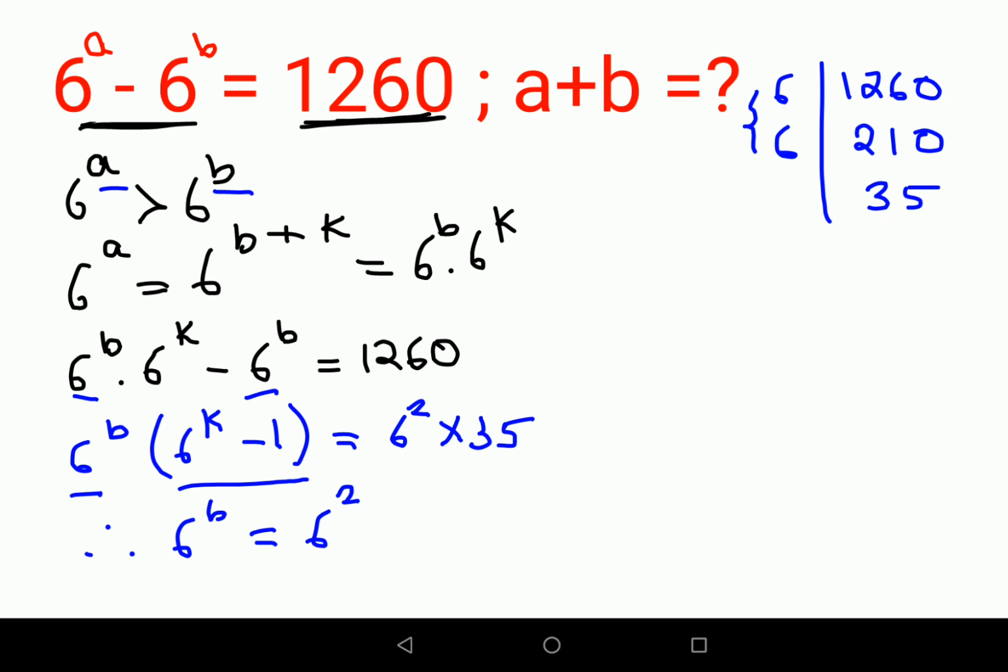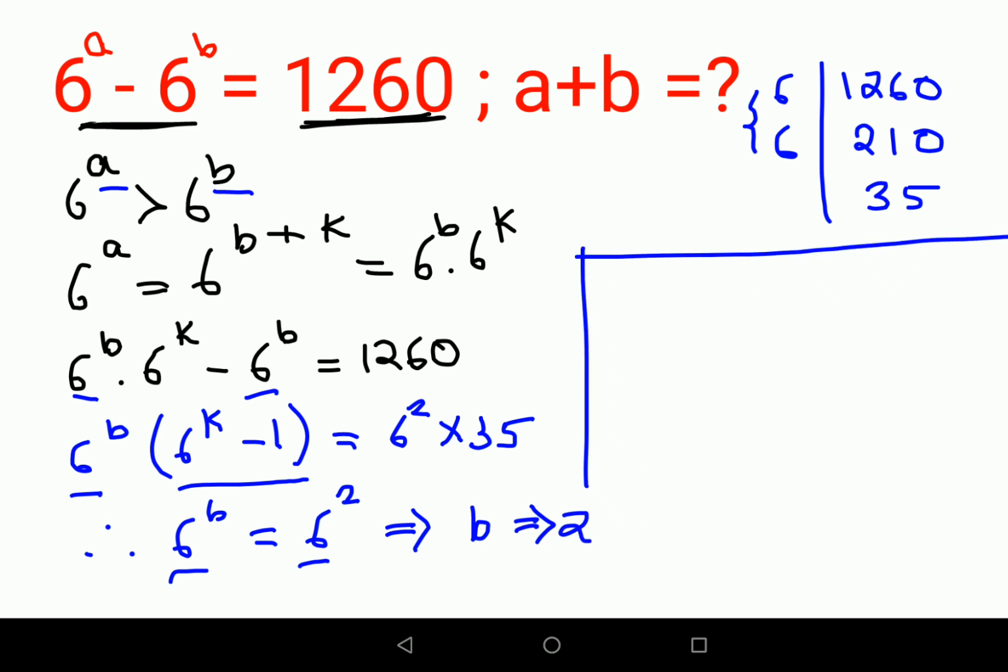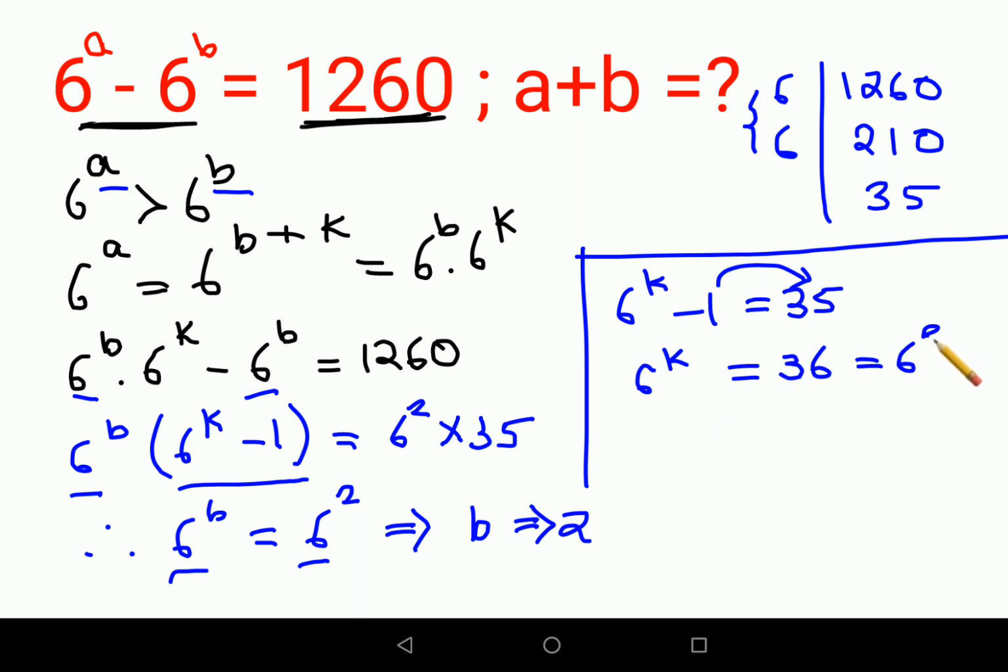Now from here, since the bases are same, I can deduce that the value of b is nothing but just 2. Now comes the next part, where I can say 6 raised to k minus 1 equals 35. Let's shift the number on this side. The negative 1 when shifted to the other side becomes a positive 1, so 6 raised to k is 36, which is also 6 square. Therefore, since the bases are same, I can say k is also just 2.